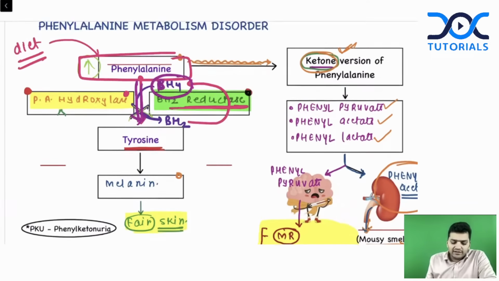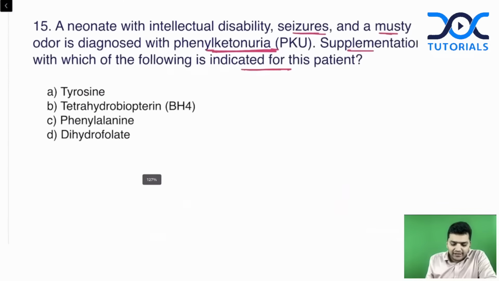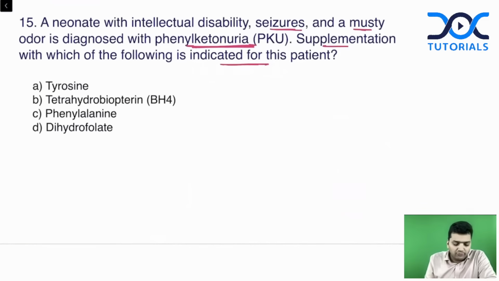So this is what they're asking. How are we going to treat phenylketonuria? What are you going to give more? We are going to give more BH4. Which of the following is indicated in this patient? How are we going to treat?